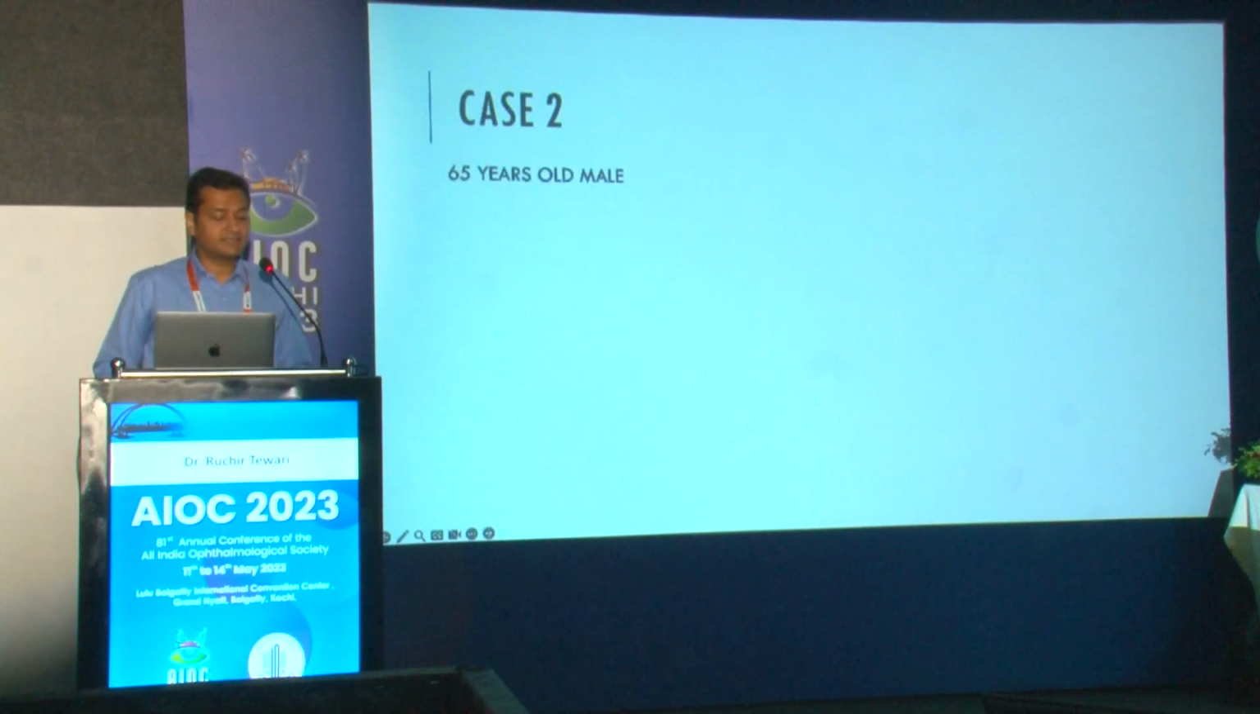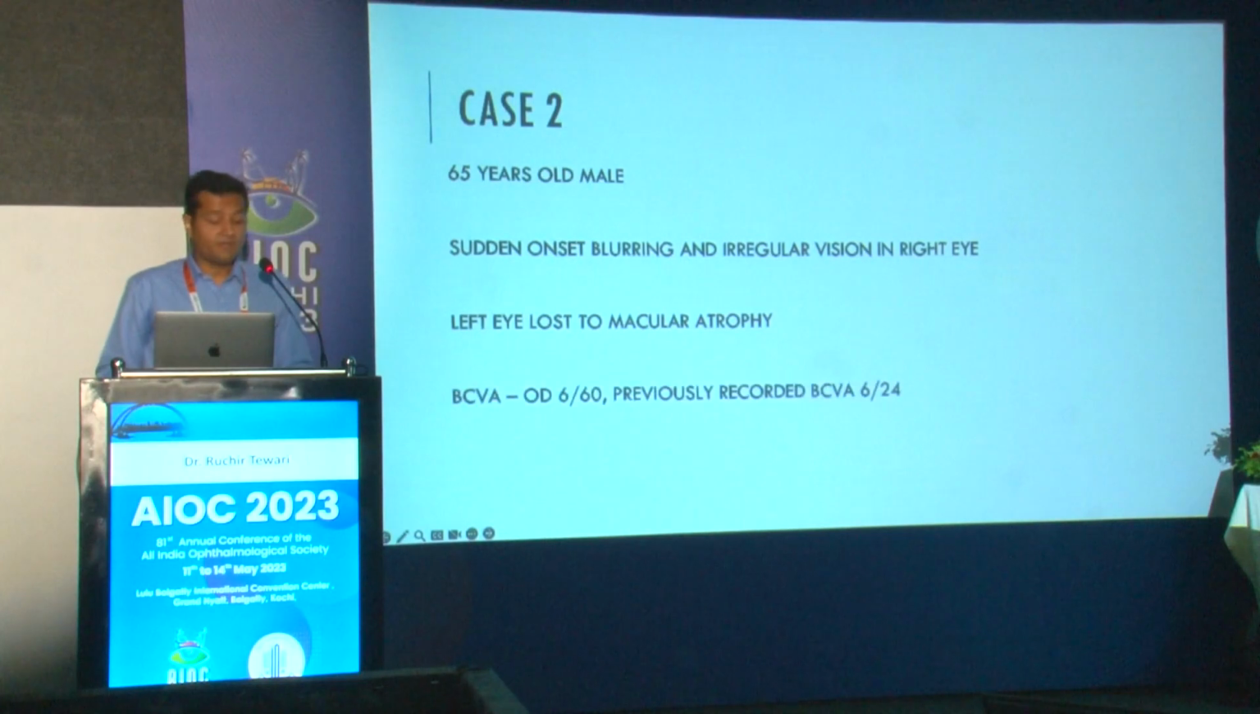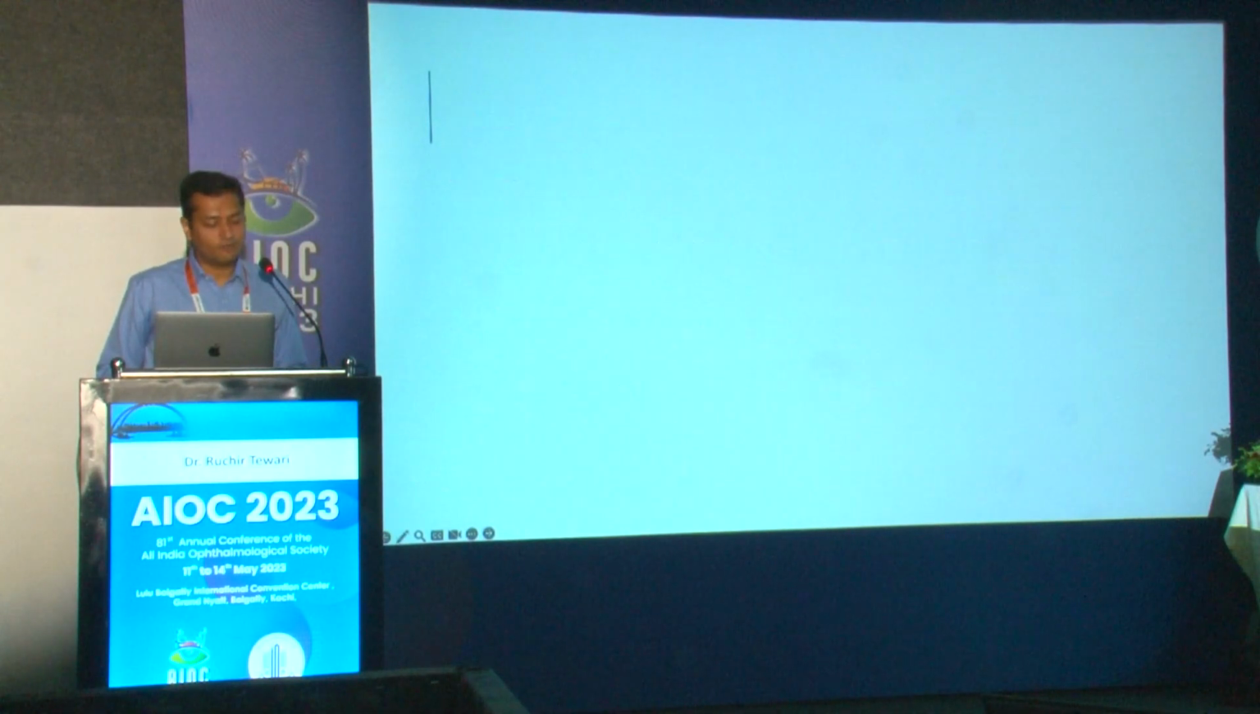The second patient is a 65-year-old male. So look at the contrast in the age of the patients. This is a 65-year-old male complaining of sudden onset of blurring and irregular vision in his right eye. Left eye has already been lost to macular atrophy. BCVA is 6/60. 6 months back, previously recorded BCVA was 6/24.